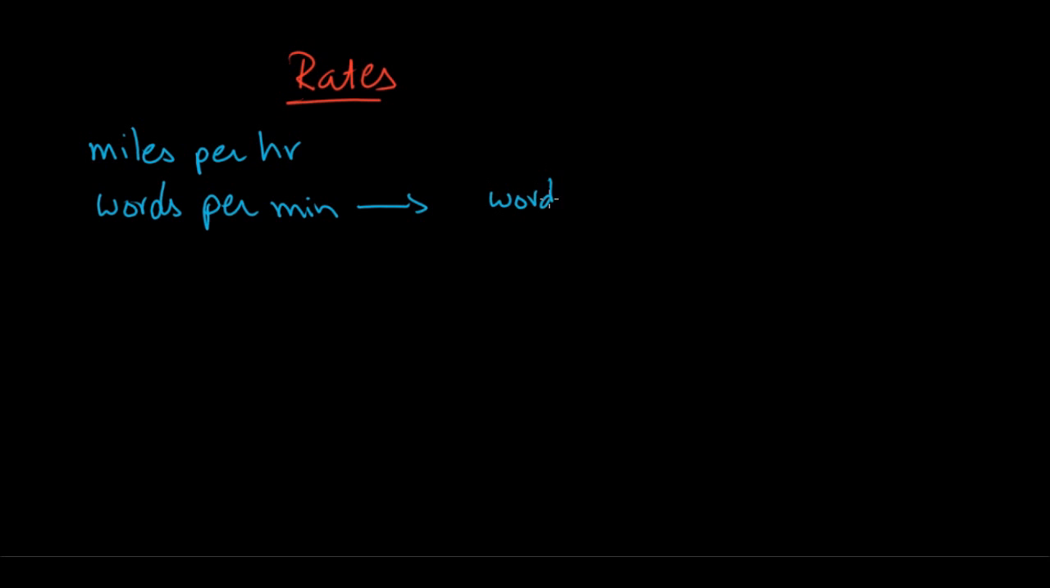Next, we'll look at rates. So rates are a common type of ratio. You might have seen something like miles per hour, a common rate for speed, or words per minute. What these represent is a ratio which has words in the numerator, minutes in the denominator. Here you have miles over hours. Okay, so let's look at an example.